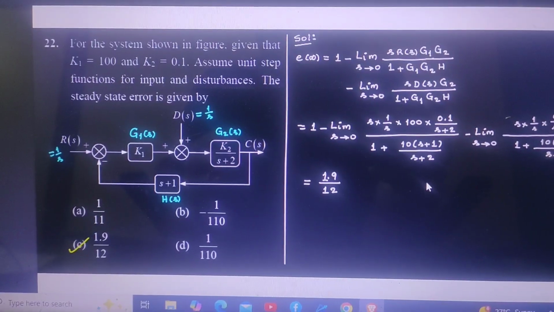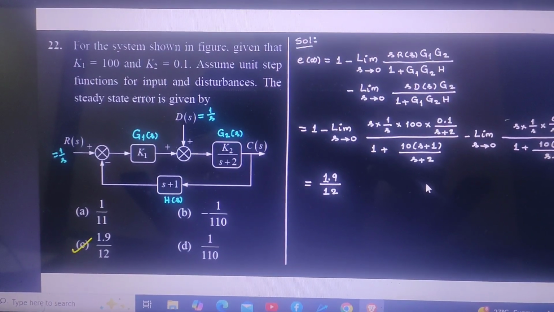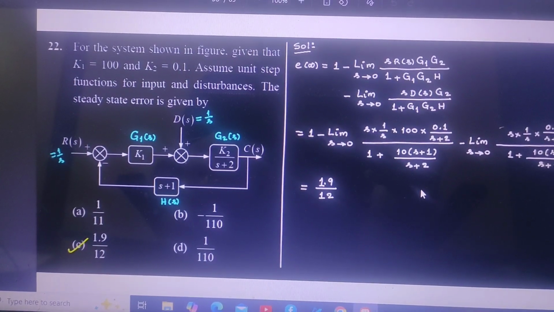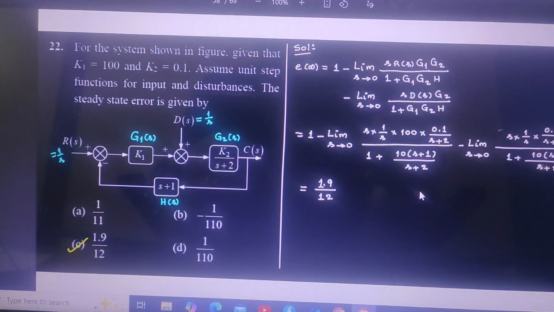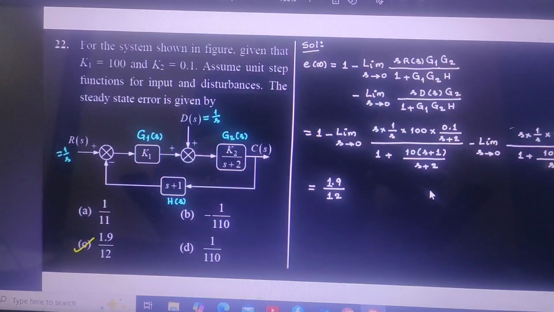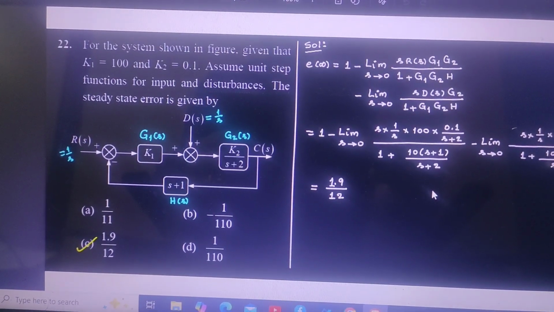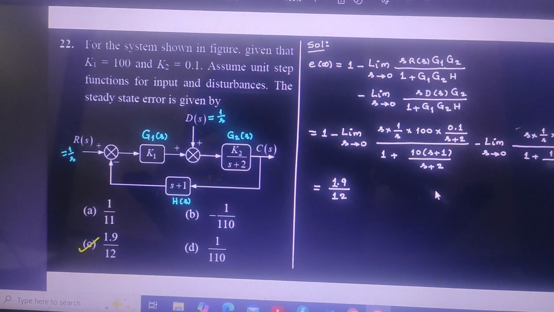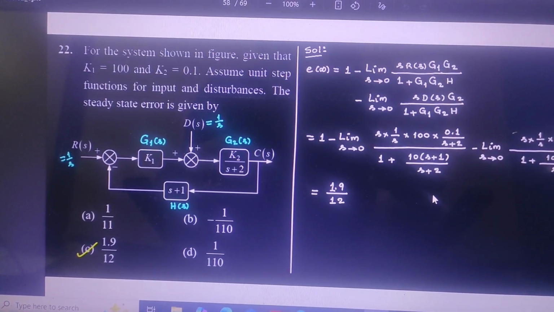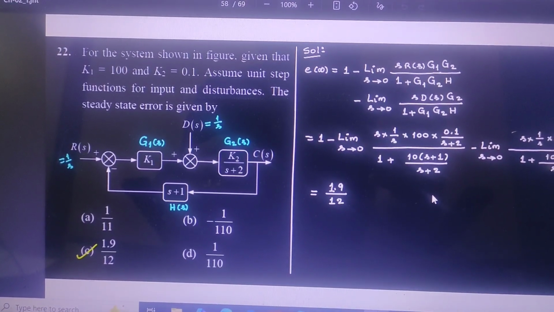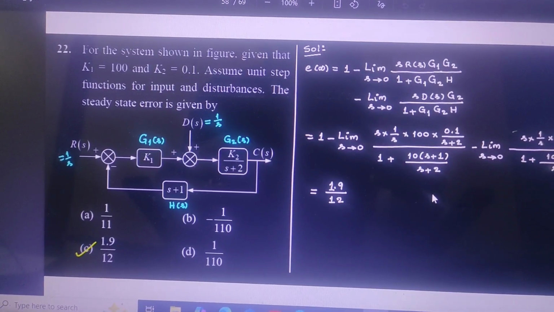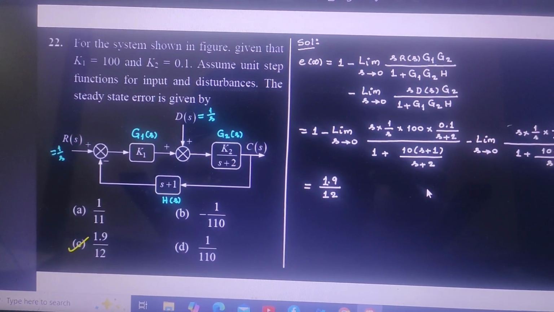So steady state error is equal to 1 minus, first term, he assumed D of s is 0, so s into R of s into G1 G2 by 1 plus G1 G2 H. In the second term he assumed R of s is 0, limit s tends to 0, s into D of s into G2 of s by 1 plus G1 G2. By substituting these values, 1 minus D of s 0 minus R of s 0, you will get 1.9 by 12.